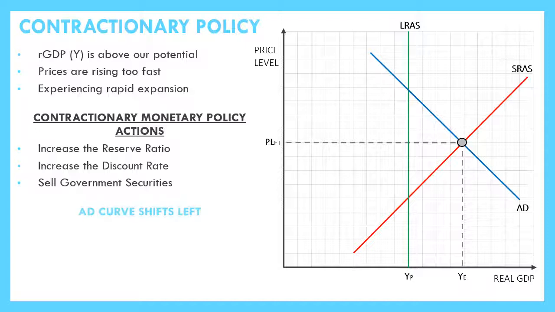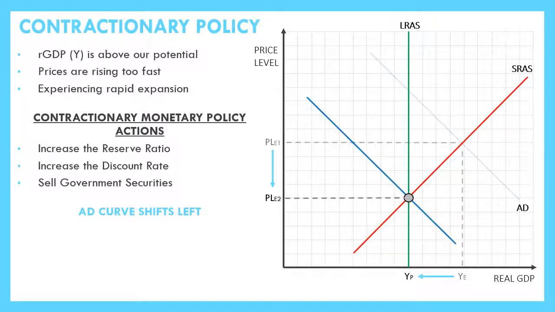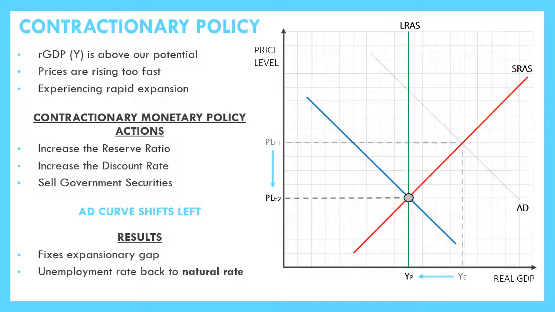This would cause a shift to the left of our aggregate demand curve, bringing us back to our long-run equilibrium at our potential. Whenever that happens, we see that our expansionary gap has been fixed. Unemployment's back at its natural rate. It's back at our full employment rate at YP, at our potential. And price level is stabilized as our price level drops from PLE1 to PLE2.